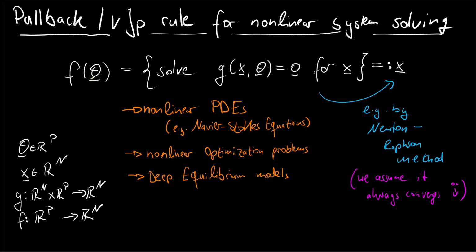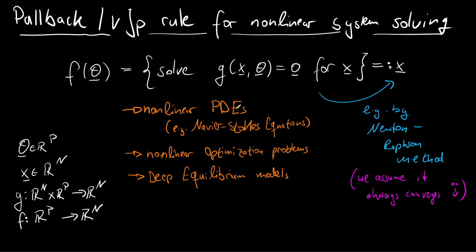In this video, we're going to derive the pullback or vector-Jacobian product rule for nonlinear system solving. Nonlinear system solving, or the solution of high-dimensional root-finding problems, can be seen as a function that takes an input, here called theta, and then solves a zero condition for its roots. It thereby, for instance, most commonly applies a Newton-Raphson method to obtain the root of that parameterized zero condition. You will find these kinds of nonlinear systems in scientific computing.